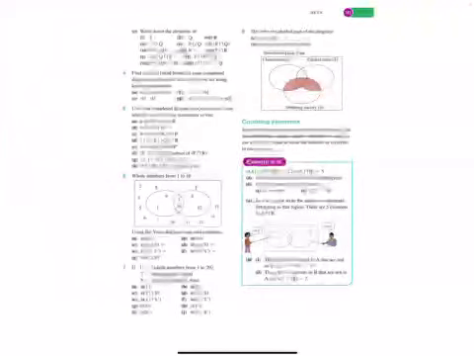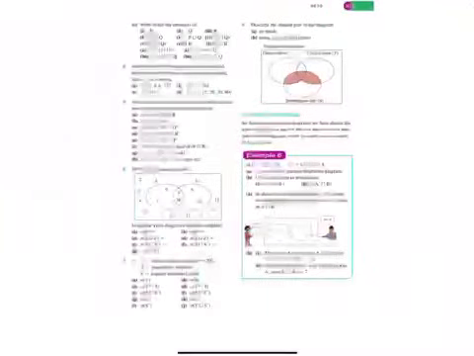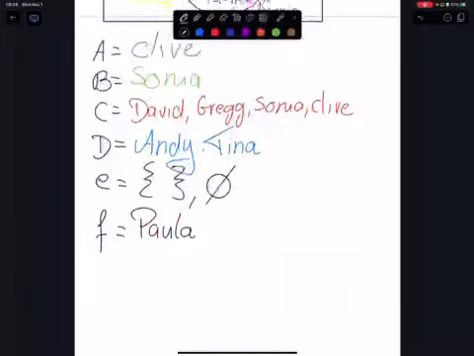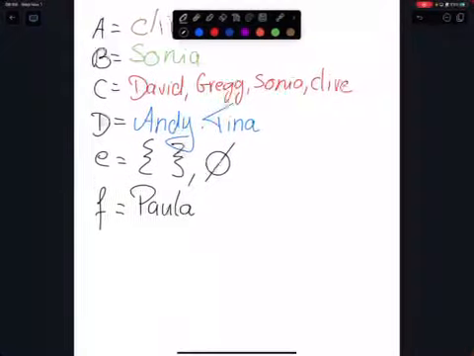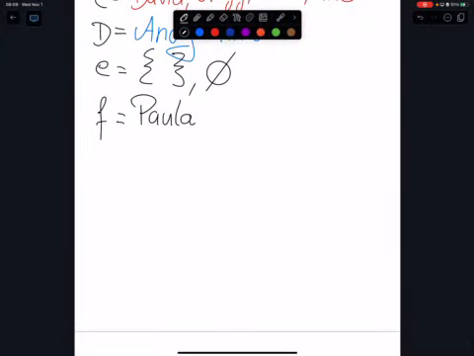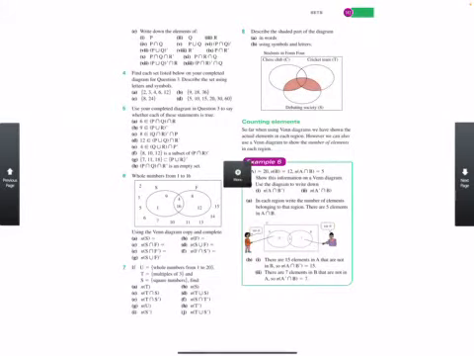6.3 deals with questions you can get in exams. Specifically, I'm looking at example 6 on page 143.